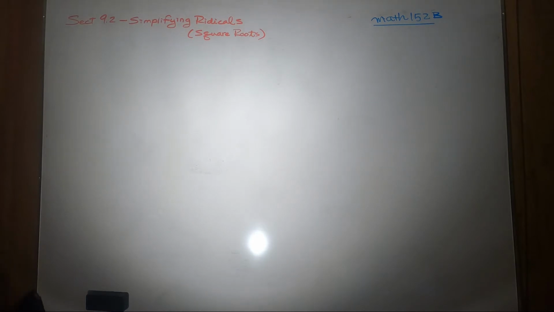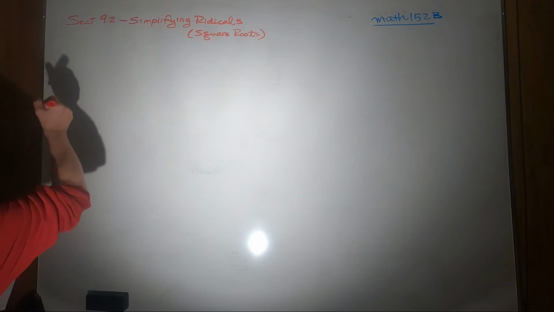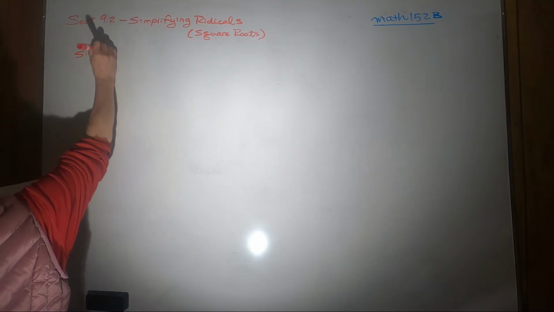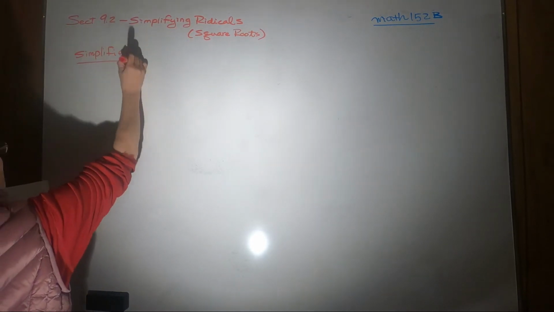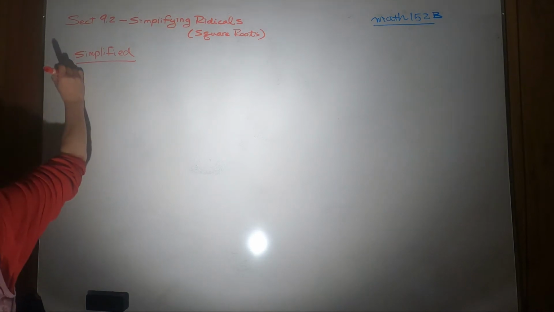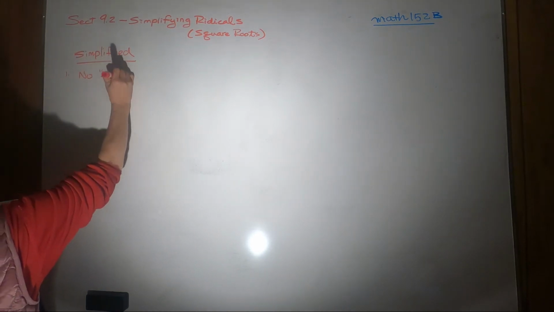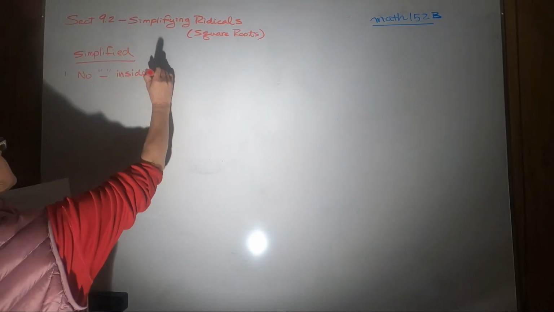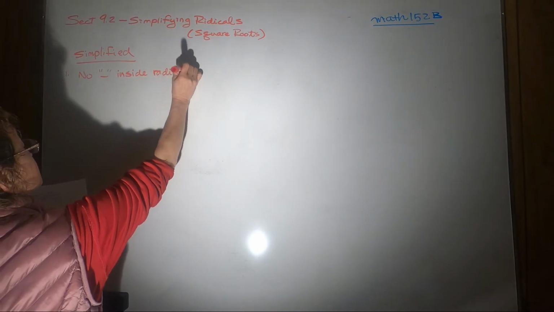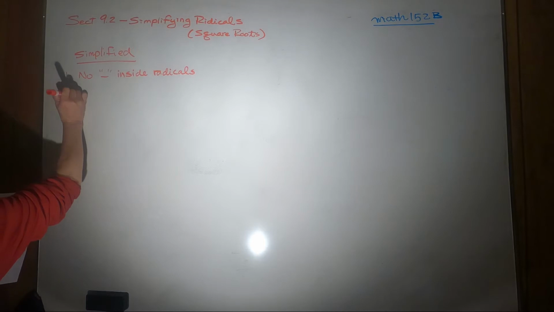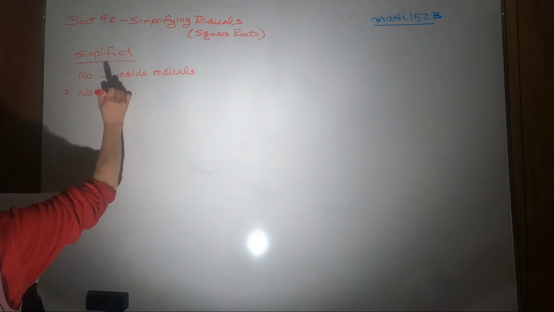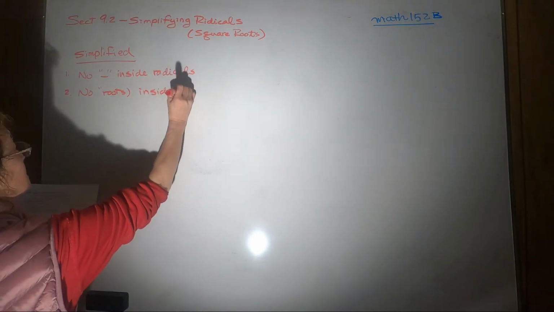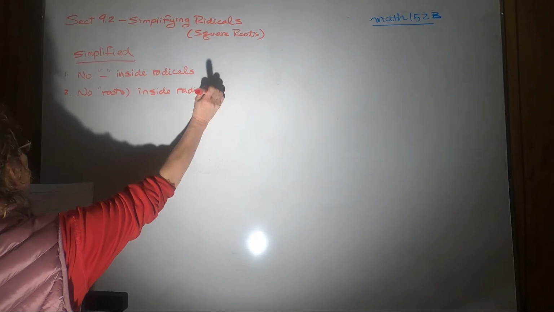So to simplify radicals, we want to have a few conditions. What kind of things do we call simplified? So we say we don't want to have a negative inside the radicals. And we don't want to have roots inside the radicals. Then we'll talk about them. What do we mean by that?